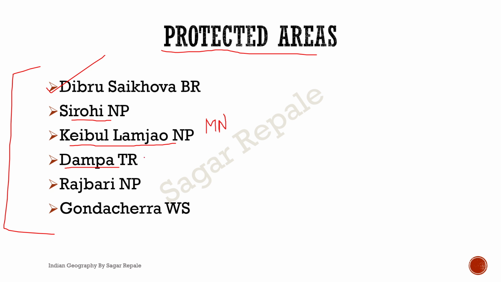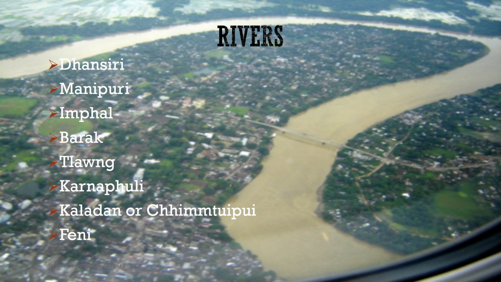So Dampa Tiger Reserve, it is located in the state of Mizoram, and next is Rajbari National Park and Gondachera Wildlife Sanctuary. So both these protected areas are located in Tripura. So just remember the location: Dibru-Saikhowa, Arunachal Pradesh, Nagaland; Sirohi National Park, Nagaland; Kaibul Lamjau National Park, Manipur; Dampa Tiger Reserve, Mizoram; Rajabari and Gondachera, they are in the state of Tripura.